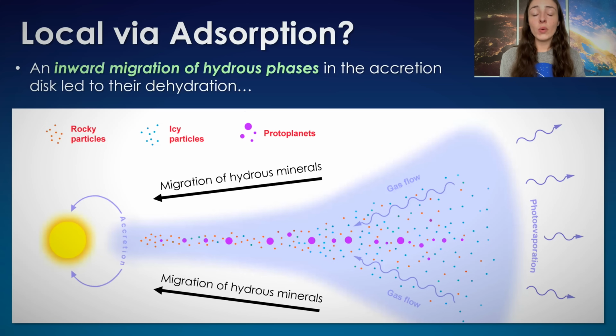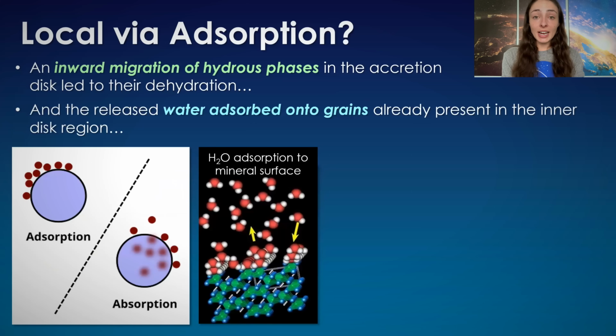But another hypothesis brings us back to the accretion idea, that hydrous phases, or water, could have been included somehow in the materials that accreted to form Earth initially. This is not a hypothesis saying that hydrated minerals accreted to form Earth, but rather the inward migration of such hydrated minerals led to their dehydration and subsequent immediate reabsorption of that water onto other grains present in the rocky planet region, which then accreted to form Earth.